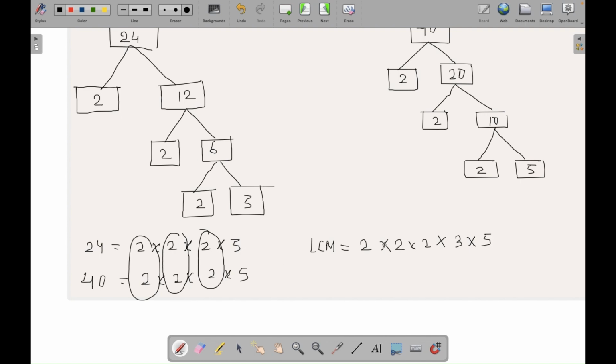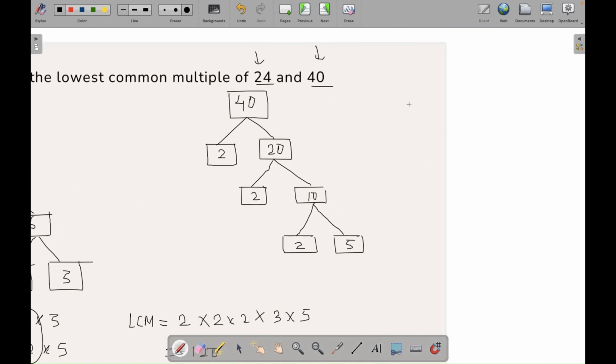Now if you find the LCM, it will be 5 threes are 15, 15 twos are 30, 30 twos are 60, 60 twos are 120. So the LCM of these two numbers will be 120. Right? You can check if you use the listing method as well, you'll get the same answer.